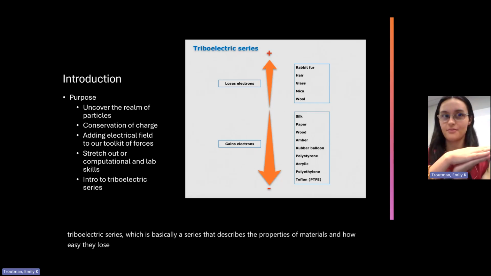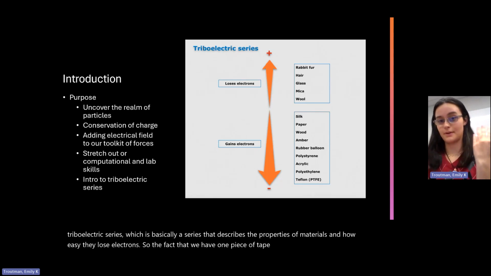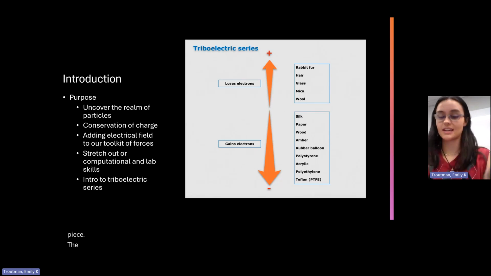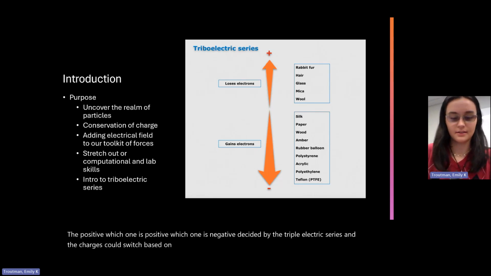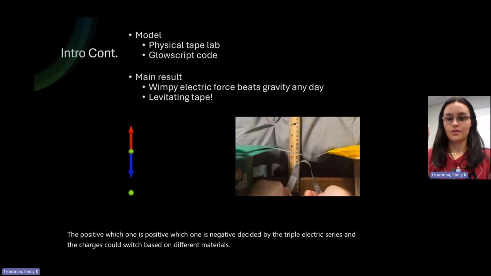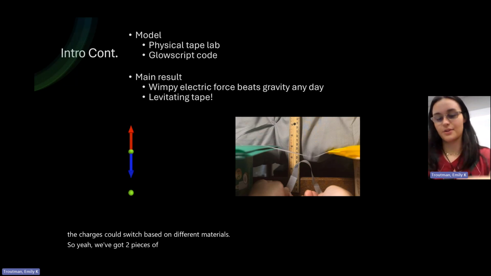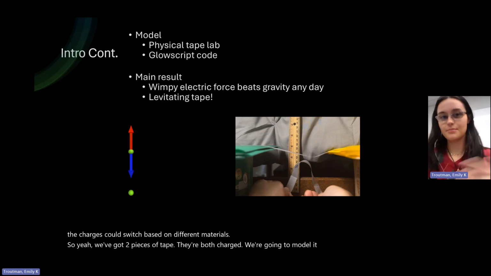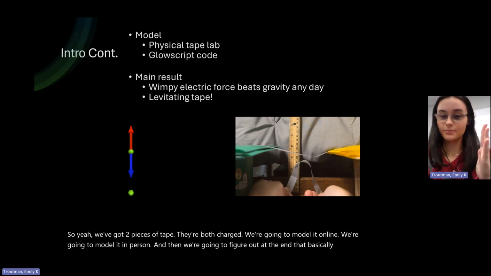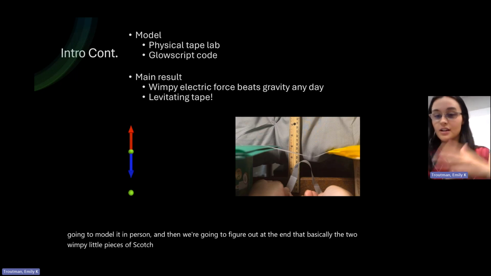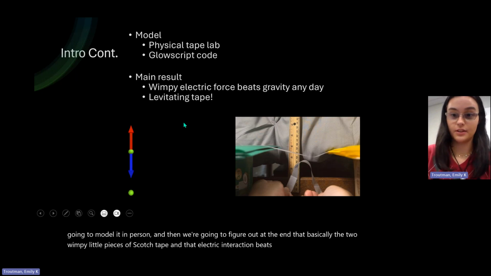So the fact that we have one piece of tape that's negative and one piece of tape that's positive, which one is positive and which one is negative, is decided by the triboelectric series. And the charges could switch based on different materials. So we've got two pieces of tape. They're both charged. We're going to model it online, and we're going to model it in person. And then we're going to figure out at the end that the two wimpy little pieces of Scotch tape and that electric interaction beat the gravitational field of the Earth.